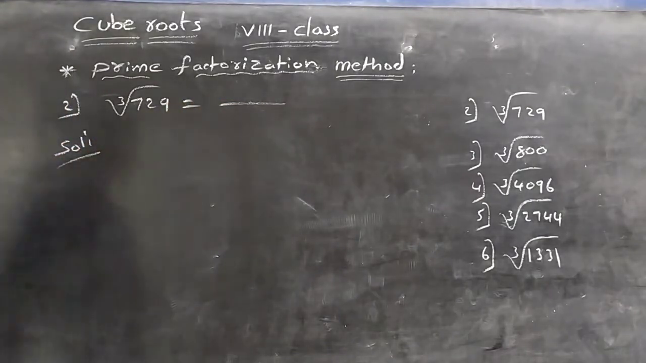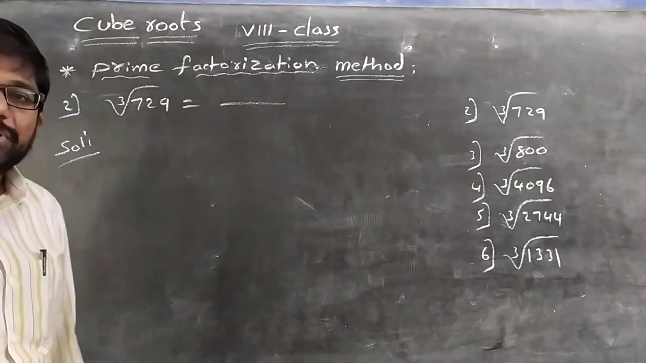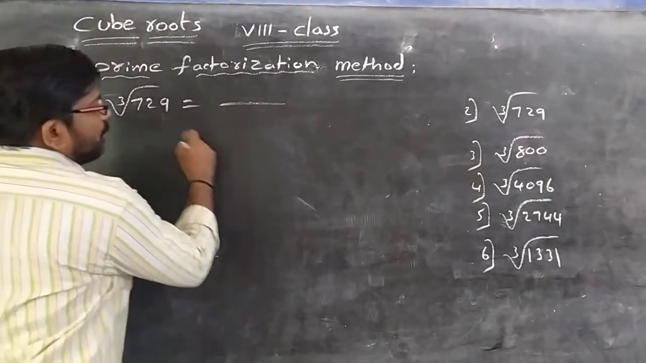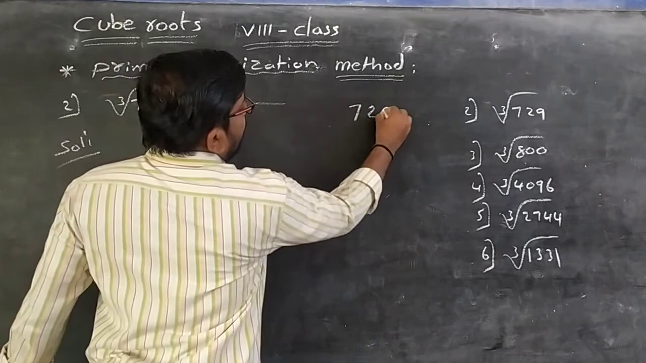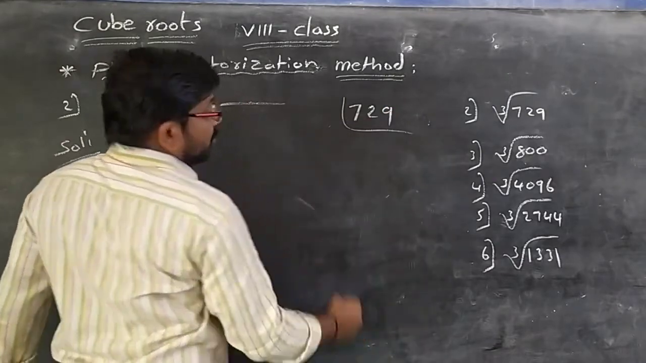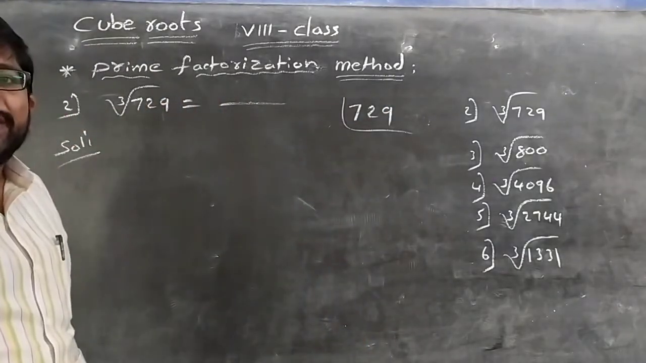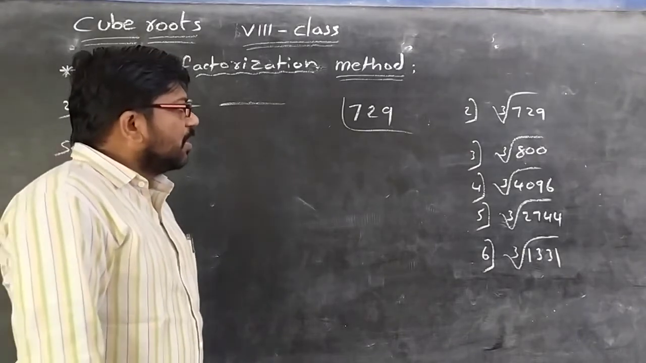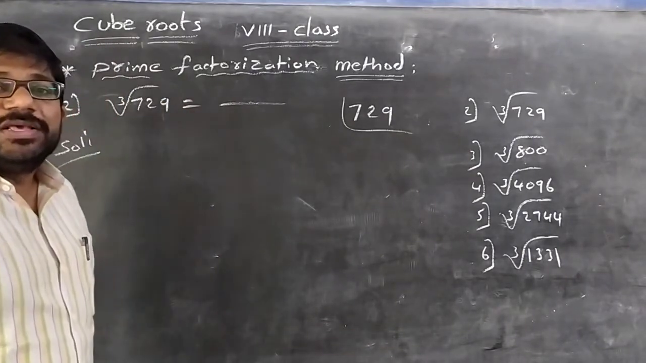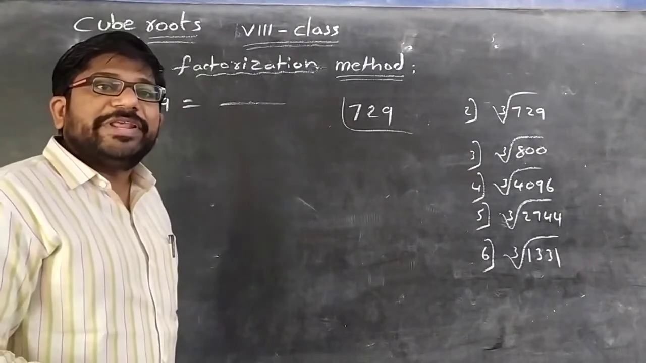In the same way, first I have to write the given number as the product of primes. The number is 729. It is not an even number, it is an odd number. It goes by 3. So the second prime number is 3.